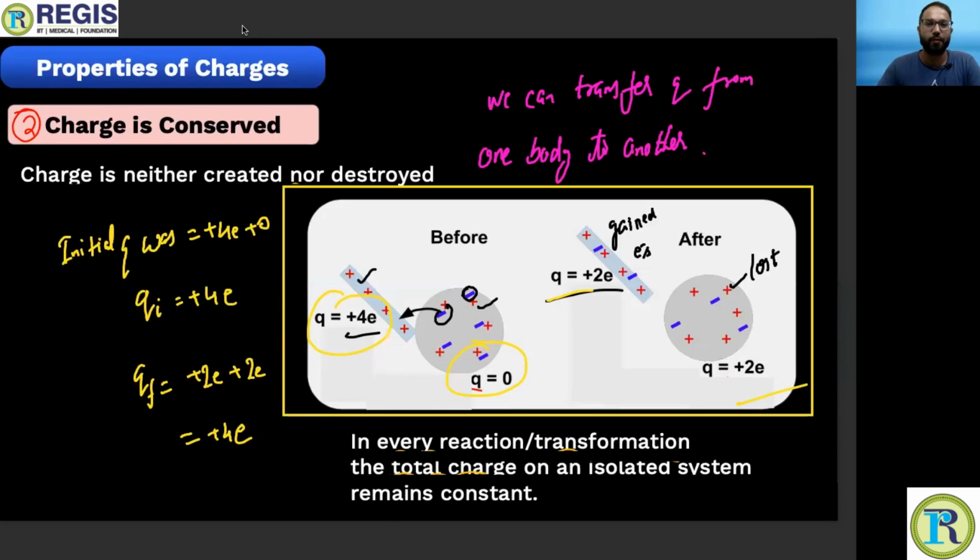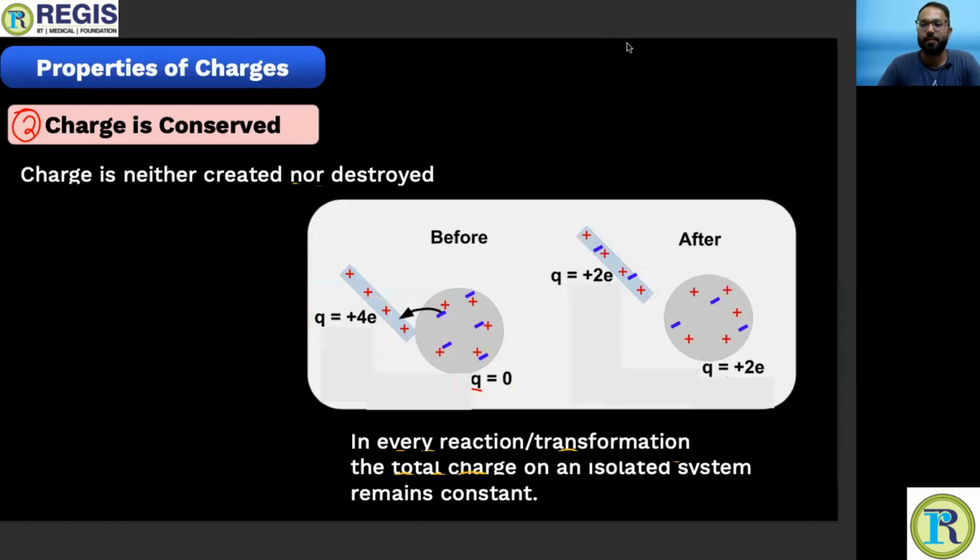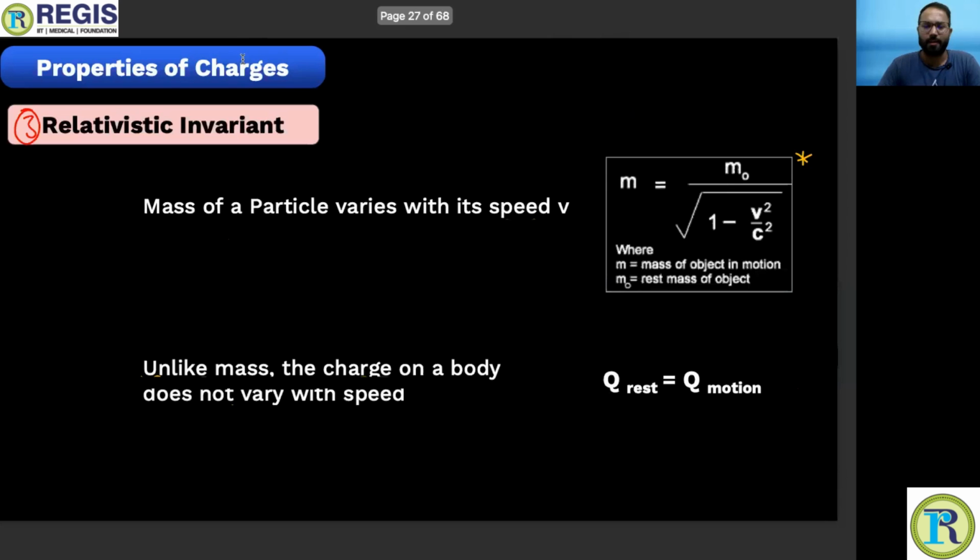Is there any doubt, any confusion so far? Okay. Next, a couple of properties we have already discussed. So next property: right now we don't cover this property, but for the sake of noting down, you can note this down: mass of a particle varies with its speed, when the speed of the particle is comparable with the speed of light.